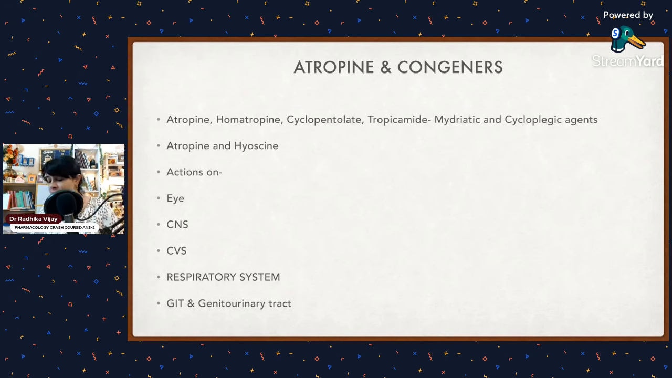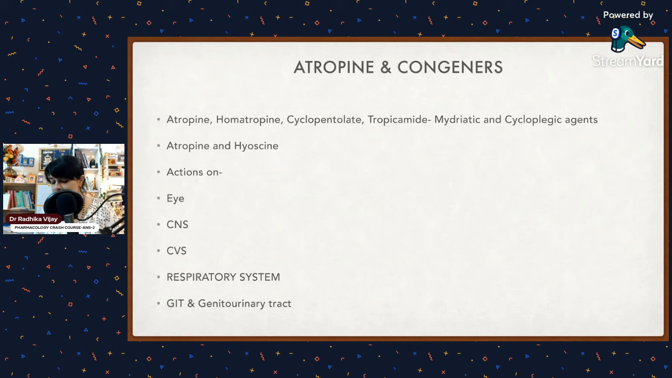Talking about the genitourinary tract, anticholinergic drugs decrease the motility of the urinary tract, and that will result in urinary retention. So they are contraindicated in BPH, benign prostatic hyperplasia. The drugs are dicyclomine, flavoxate, oxybutynin. They are useful for the treatment of urinary incontinence and renal colic.